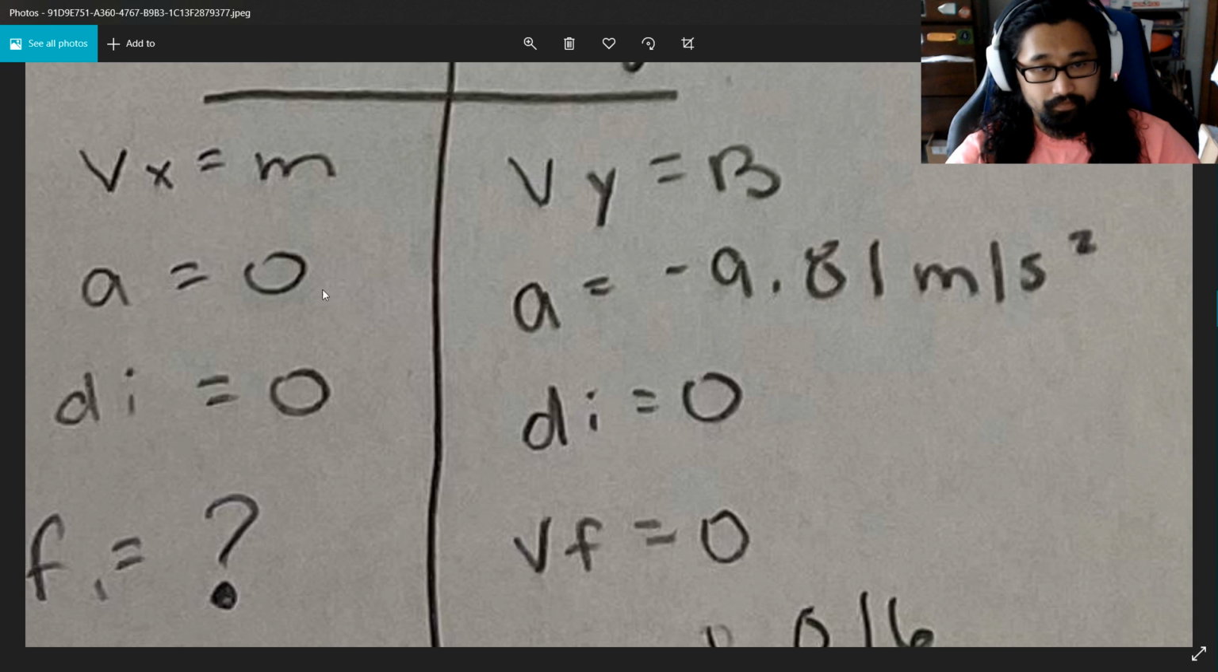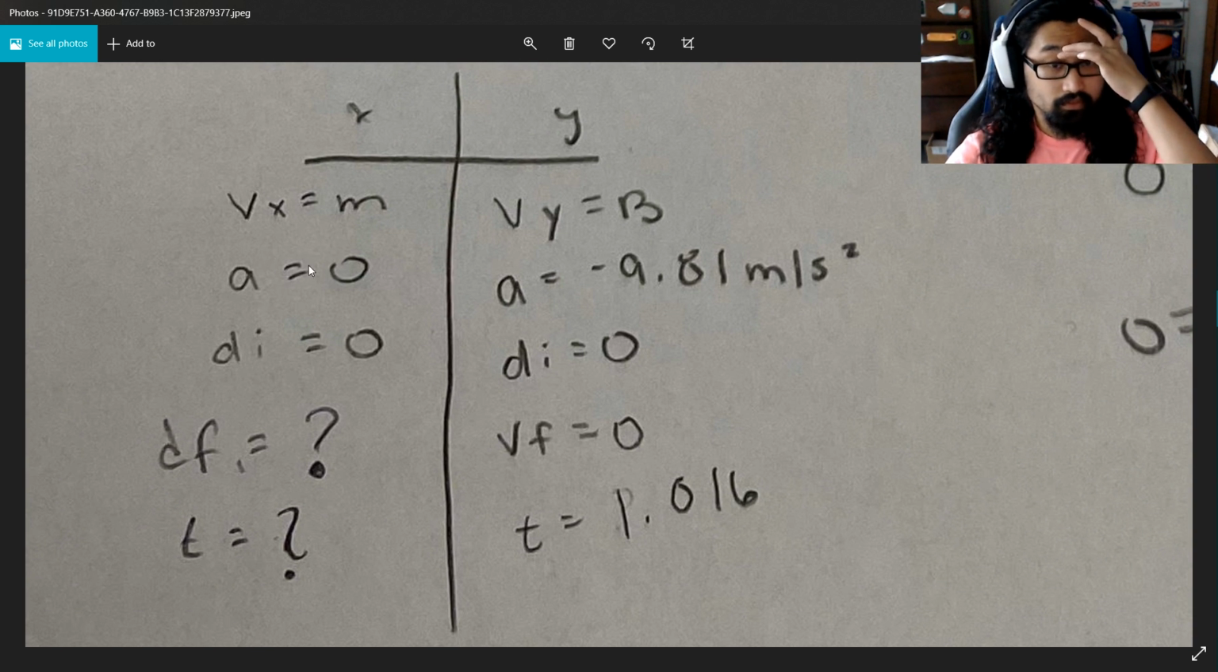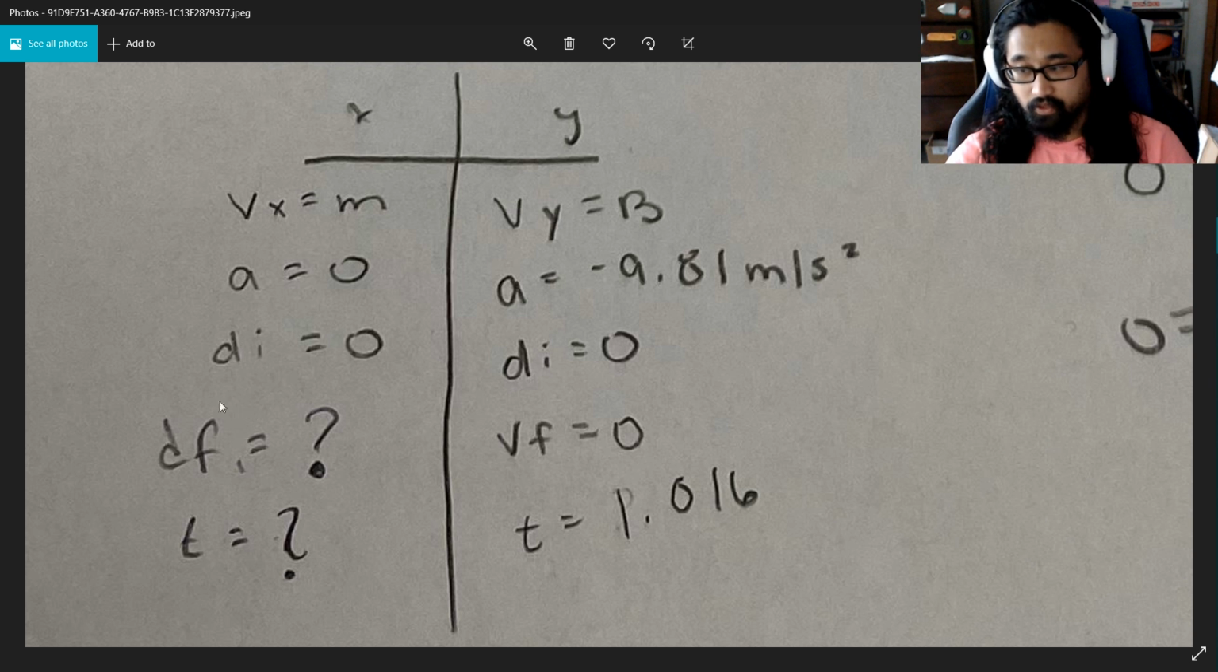All right. I know the acceleration in the x direction is 0. I know the acceleration in the y direction is the acceleration due to gravity, negative 9.81 meters per second squared. I know the initial x position and the initial y position are both 0. I'm looking for how far did it go. That's what I'm going to try to figure out, right here.